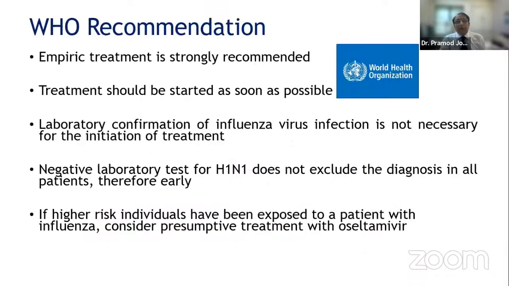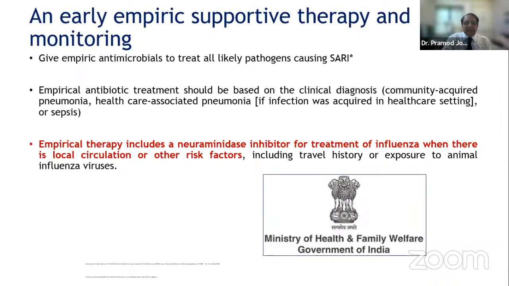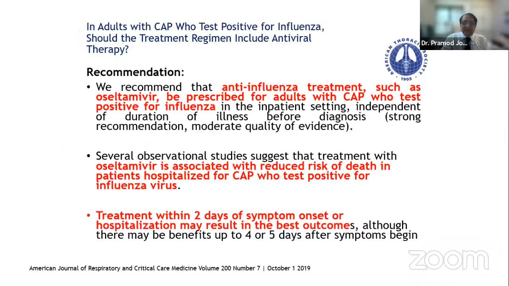Remember also that WHO has strongly recommended empiric therapy. That means treatment should be started as soon as possible, and laboratory confirmation of influenza is not necessary for initiation of therapy. If the lab test is negative for H1N1, it does not exclude the diagnosis in all patients, therefore you have to give this therapy early. And if high-risk individuals have been exposed to a patient with influenza, you have to consider presumptive treatment with Oseltamivir. Even the Government of India has suggested empiric therapy with Oseltamivir. And even for adults with proved H1N1 or H3N2 infection, you can use Oseltamivir on an empiric basis.